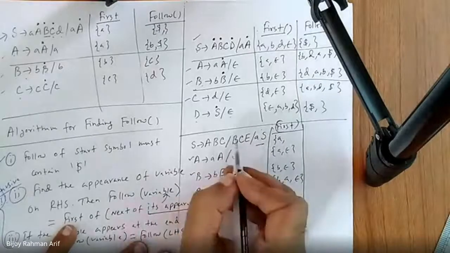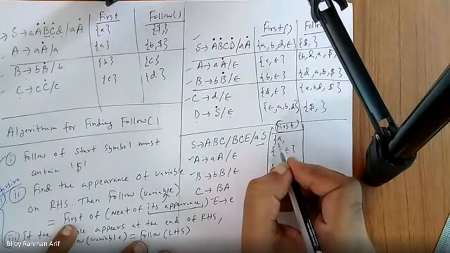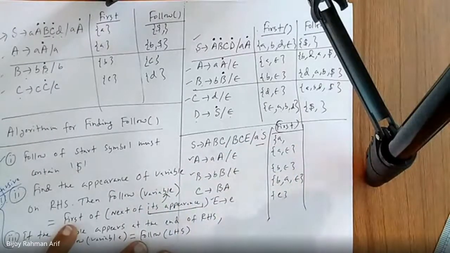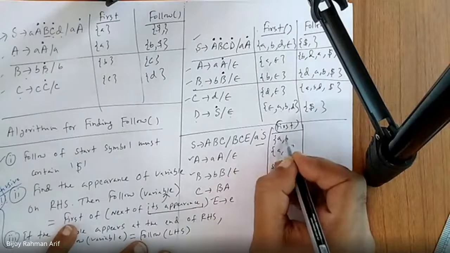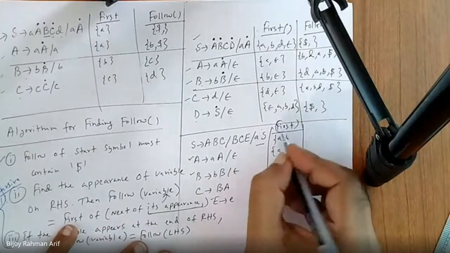This one is done. First of S is nothing but first of A. First of A is nothing but A. Okay, done. If you put epsilon, this one is crossed out, we get B. What is first of B? First of B is B. If you put epsilon, this one is crossed out, we are getting C. What is first of C? First of C is nothing but A, B, and epsilon. The whole thing becomes epsilon.